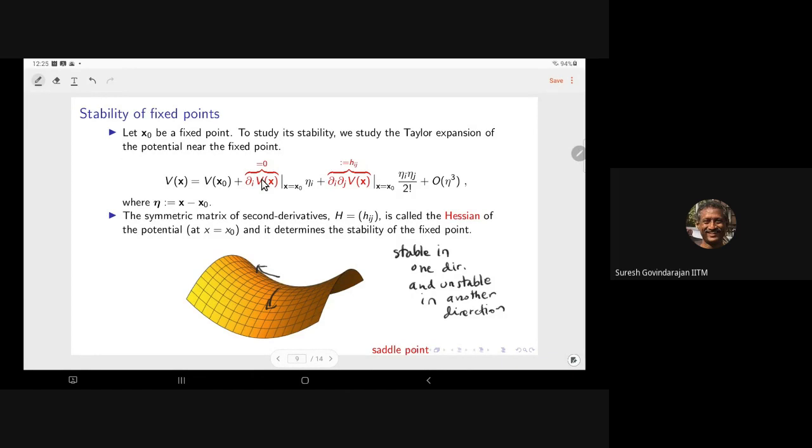And you can see why it's called a saddle point. You know, have you seen this thing where people put on horses and sit on it, right? That has this shape, right? So that's called a saddle point. Okay.